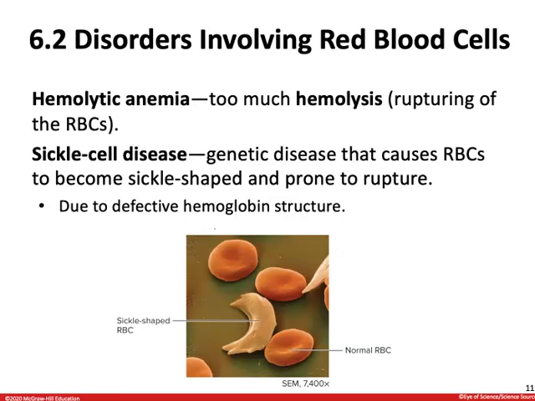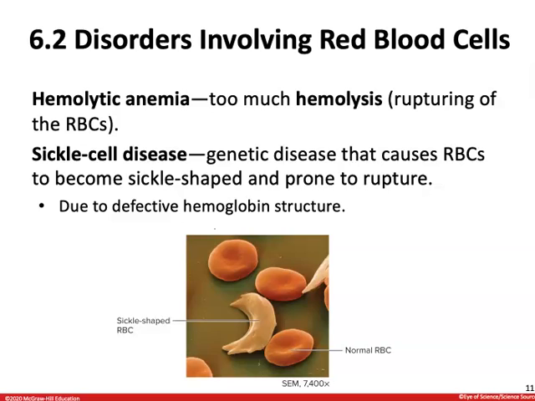Hemolytic anemia, this is caused by too much hemolysis. So the red blood cells themselves, there may be enough red blood cells, but they keep rupturing. They're very weak. They have weak cell walls. They keep being damaged and rupturing. If they do not have their correct shape, that biconcave disc with that plasma membrane on the outside, they're not able to transport oxygen. And so we get hemolytic anemia.